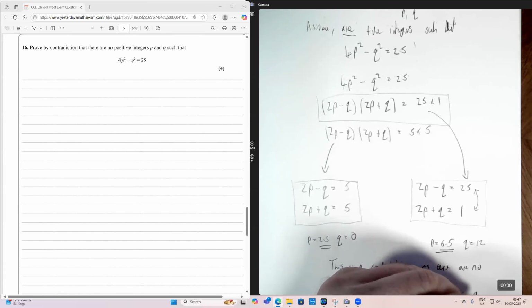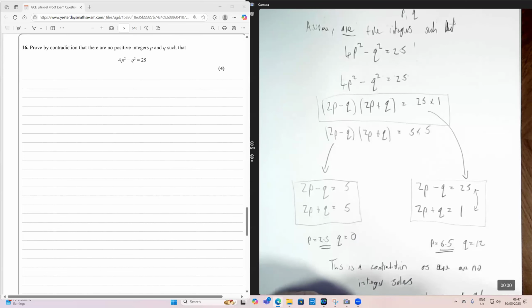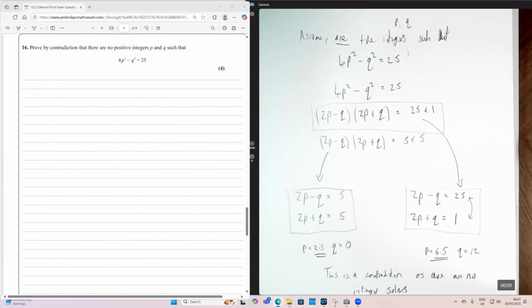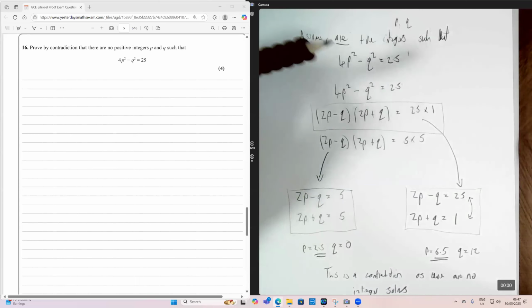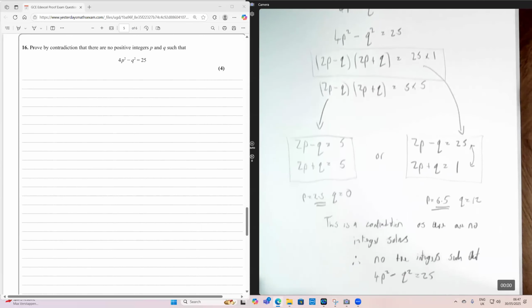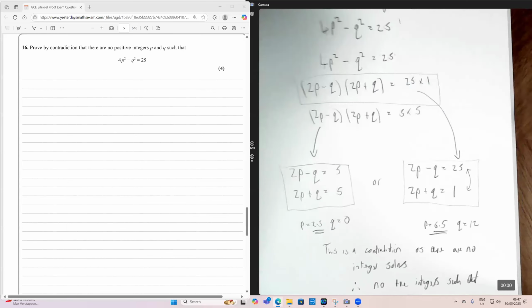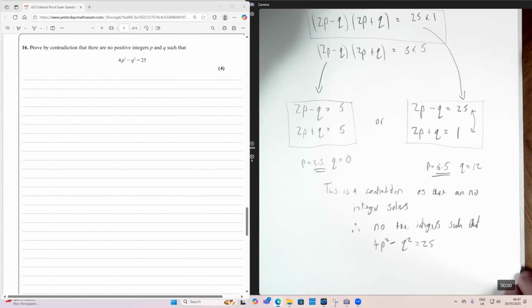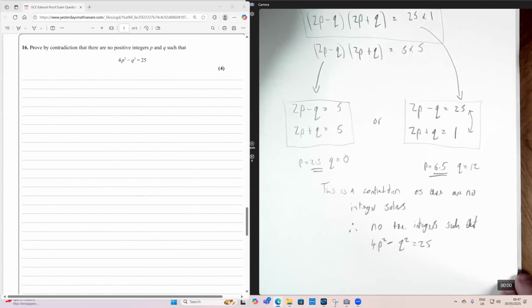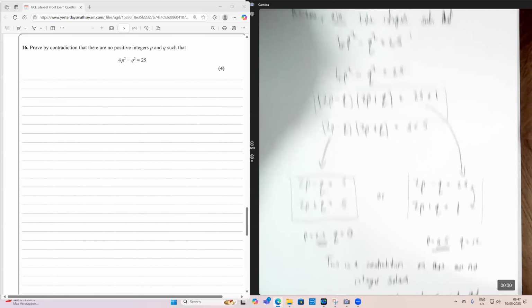such that 4p² minus q² equals 25. And that's it done. So let's have a look at it again. We just basically start off by assuming the opposite. We assume that there are positive integers such that that is the case. This gives us two different options in terms of systems of equations that we can solve. And we find that in the solution to both of those, we end up with decimals as part of our answer. So therefore, that contradicts our assumption that there are positive integers. And therefore, the opposite must be true. So there are no positive integers, okay?